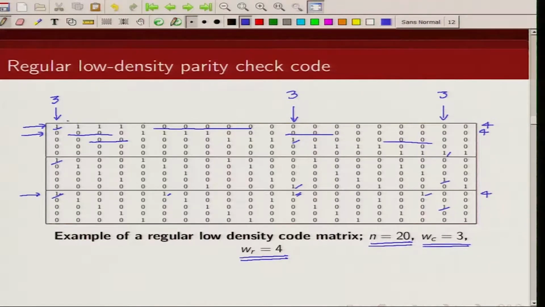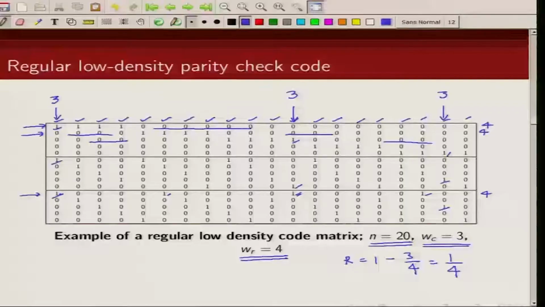n is 20. You can see there is 1, 2, 3, 4, 5, 6, 7, 8, 9, 10, 11, 12, 13, 14, 15, 16, 17, 18, 19, 20. So, the block size is 20 and this is full rank. So, the rate here is 1 minus 3 by 4, which is a rate 1/4 code. So, this is an example of a low density parity check code. You can see the fraction of ones is much smaller than the number of zeros.